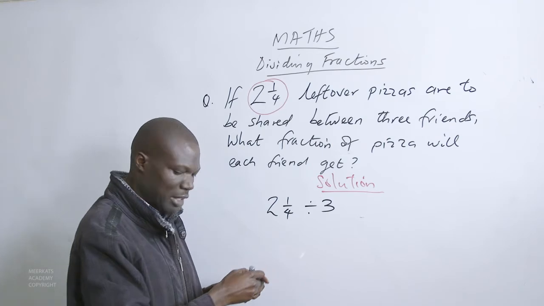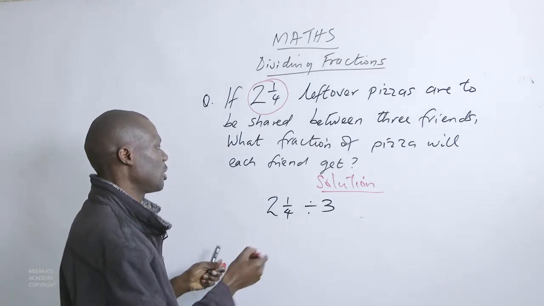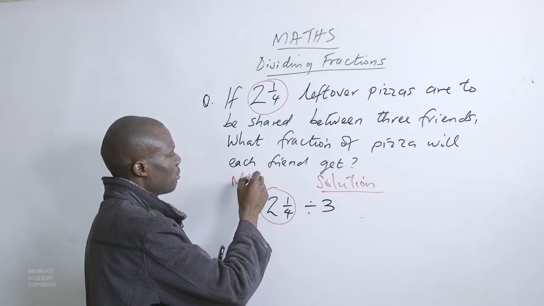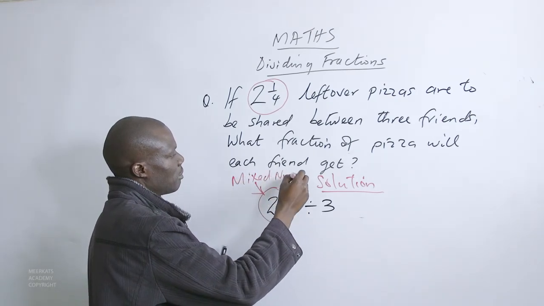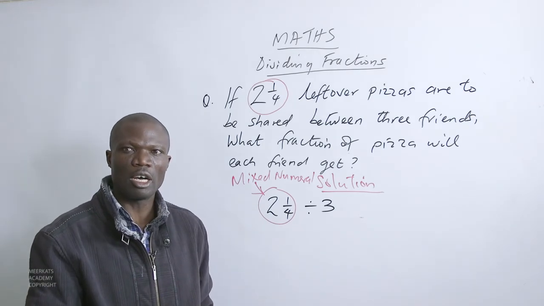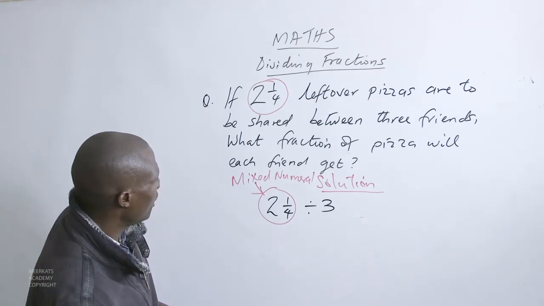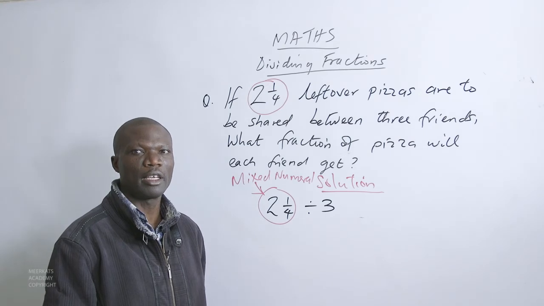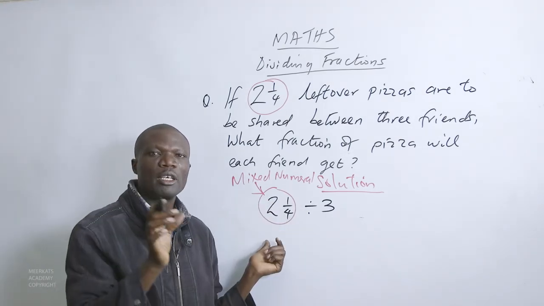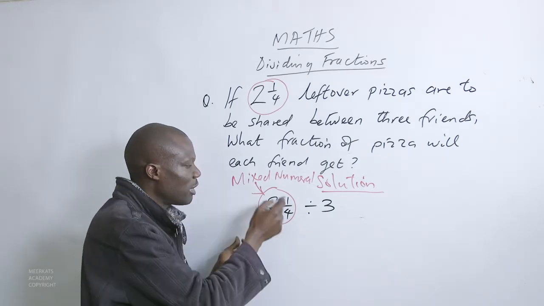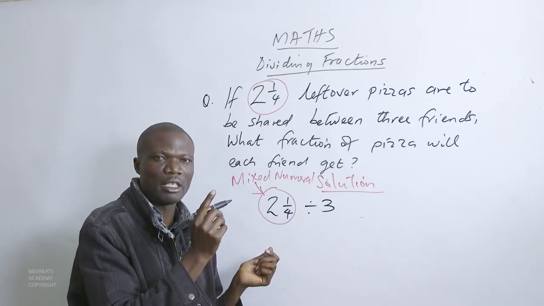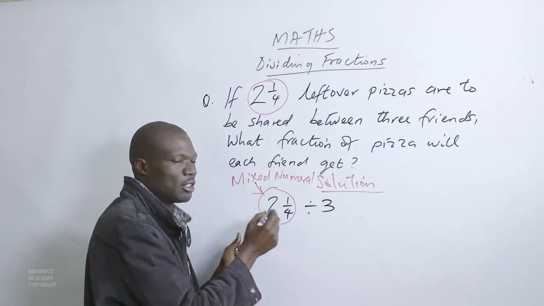We have the first part here, which is simply a mixed numeral, and we are dividing by a whole number. As we saw earlier on, we shall find that this cannot be worked on unless we convert this into an improper fraction. So what I've circled here is a mixed numeral. We need to convert this into improper.